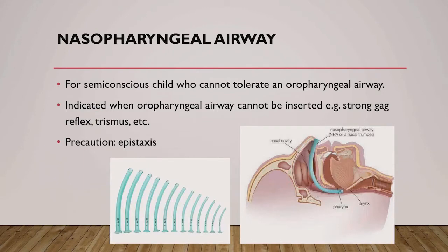So this is a nasal airway. You can see different sizes here, and from the name nasopharyngeal, it is intended only to be inserted in the nose and down to the pharyngeal level. It is not intended to go below the vocal cords. It can be used in a semi-conscious child in whom you want to maintain upper airway patency, but who is too conscious to tolerate an oropharyngeal airway. One precaution is that it may cause epistaxis during insertion.